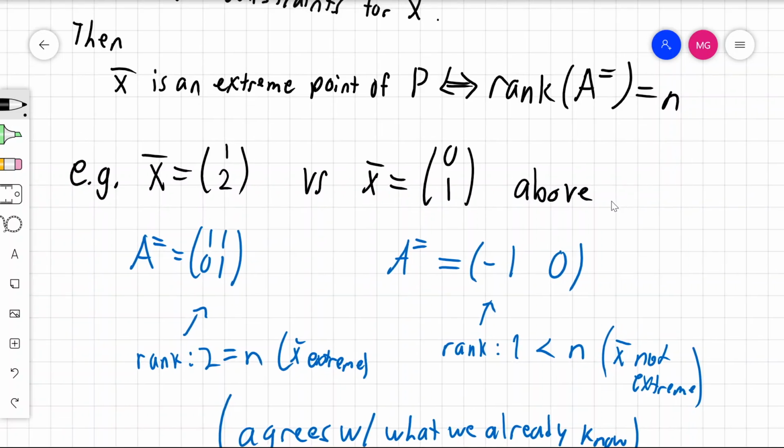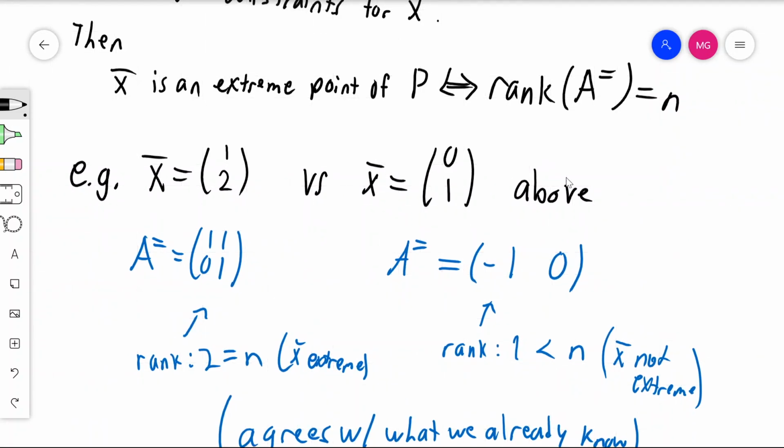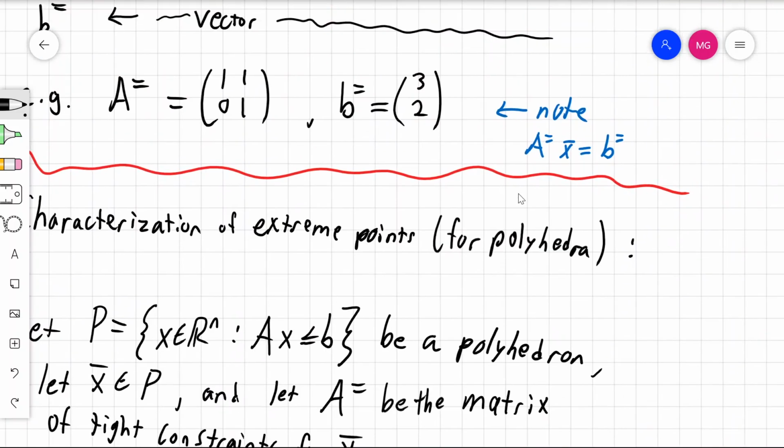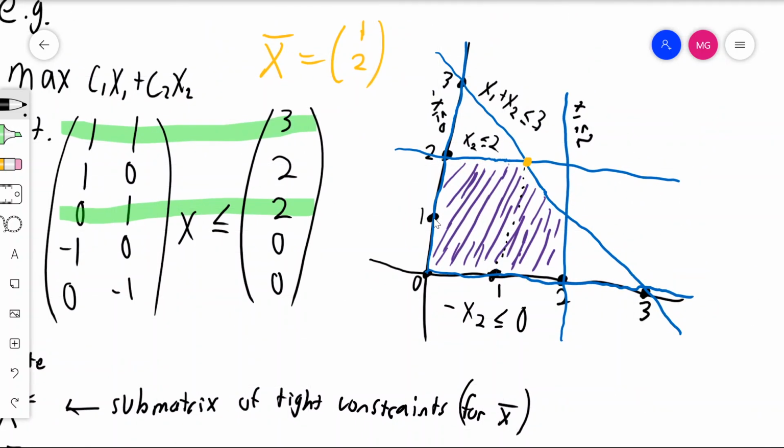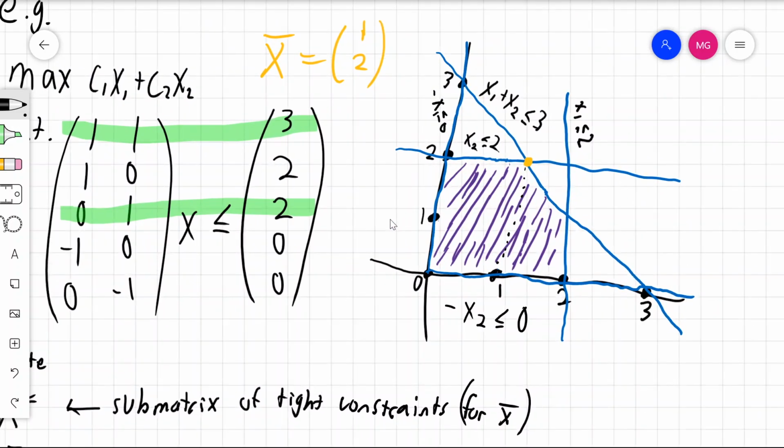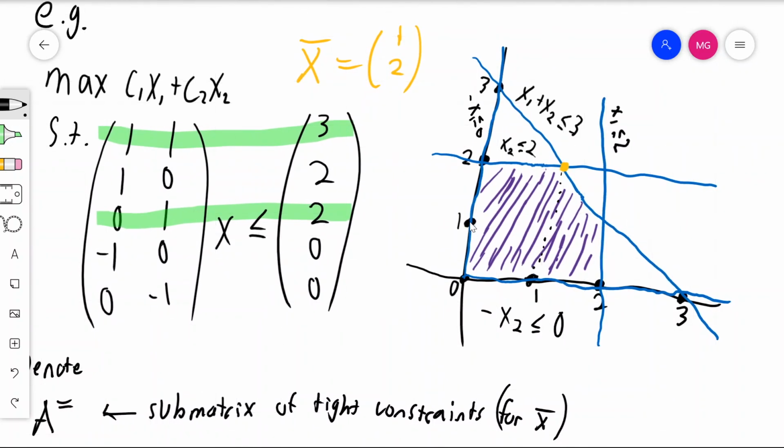Now, on the other hand, what if you took the point x bar to be (0, 1) above? Let's take a look visually at what would be happening at the point (0, 1) on this example. (0, 1) is this point right here, and you can see that this point should not be an extreme point because it's not a corner. If you go just up a little bit and down a little bit, then that line segment is inside the polyhedron, and it strictly contains the point (0, 1).